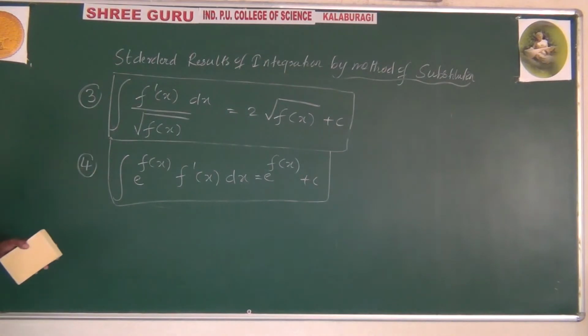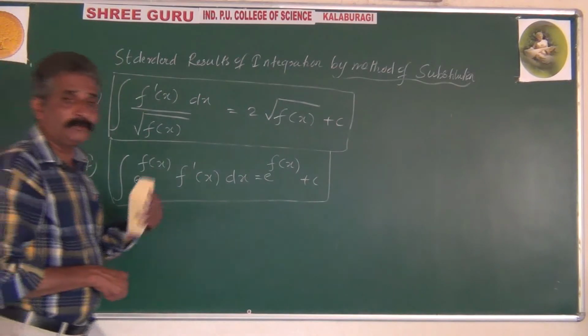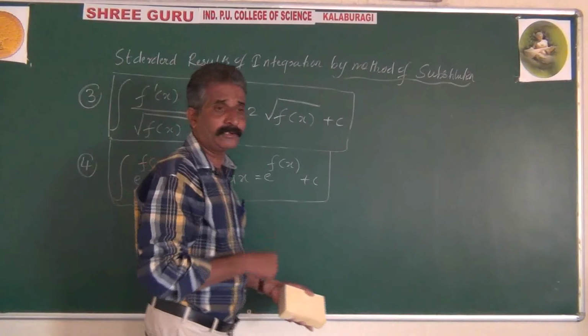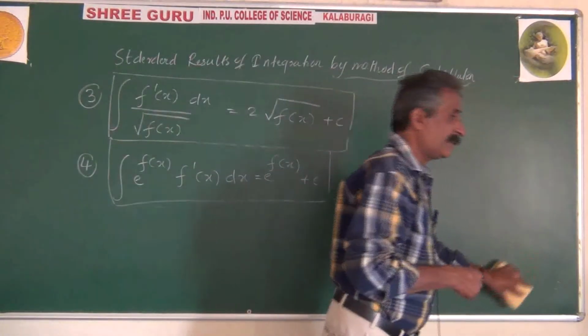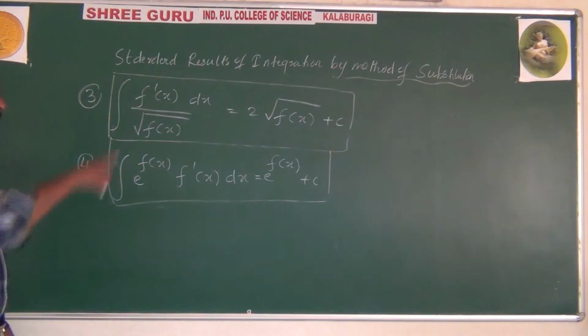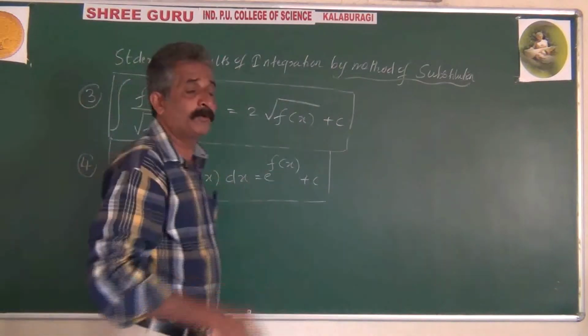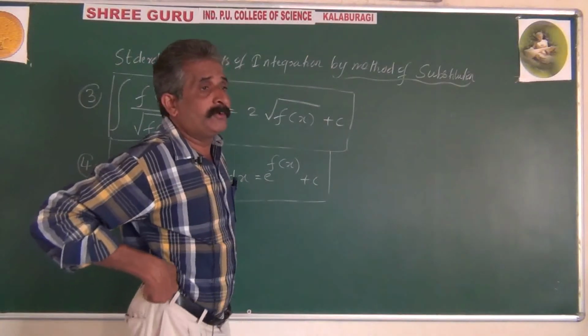What these formulas we got using the method of substitution. If you don't want to use these formulas, no problem. Use the method of substitution, you will get the same result. And in each of these formulas, you have to put f of x equal to t. In all of these four formulas, the substitution will be putting f of x equal to t.